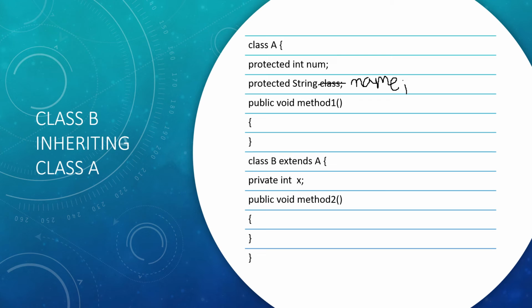So now let us talk about class A, which is having certain variables num and name and a method 1. So when class B inherits class A, it will have the variables of class A and methods of class A, including its own variables and methods.